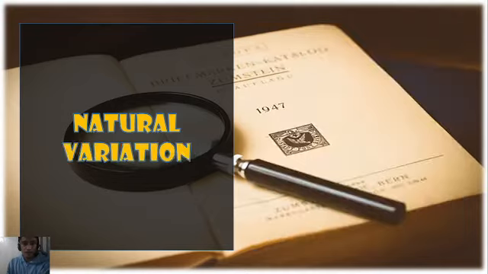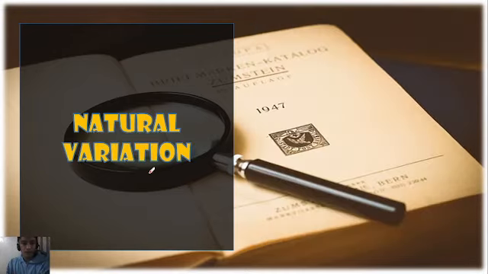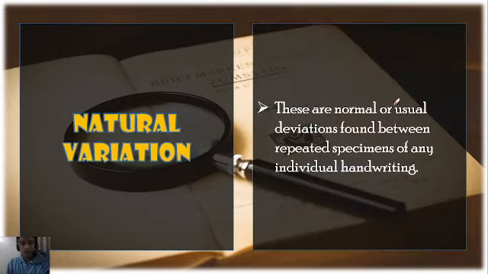So natural writing, just the normal way of writing of the individual. And then with that, if they are going to write in the natural way, then it is easy for us to identify whose handwriting is that. So identifiable po yung individual characteristics nung handwriting ng individual dito. So with that, natural variation. So these are the usual or normal deviations found between repeated specimens of any individual writing.